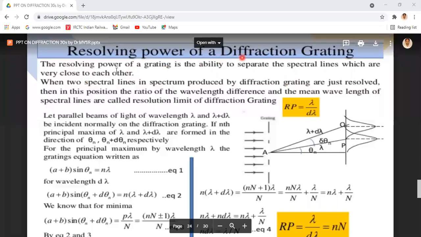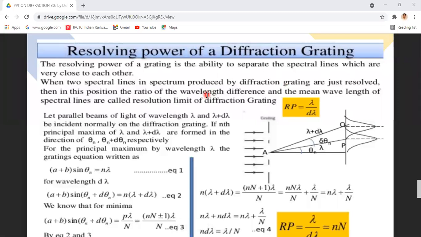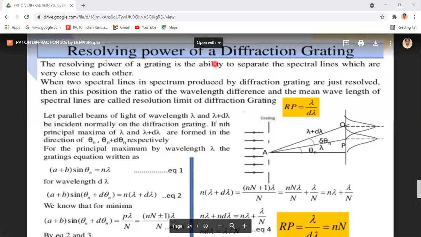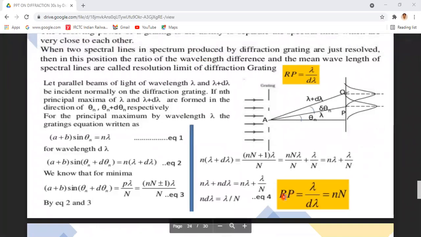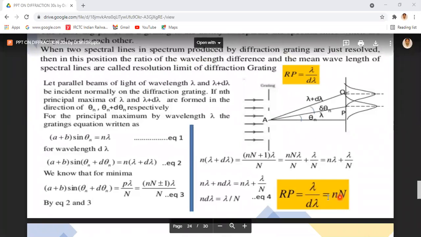Resolving power of a diffraction grating. Already in our last class, we have completed what a diffraction grating is and the formation of the spectrum. Today we want to learn about the resolving power of a diffraction grating, because finally we got the expression for it: lambda by d lambda is equal to small n capital N.